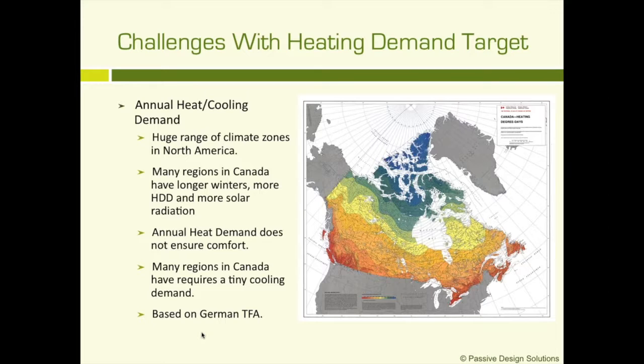The annual heat demand does not ensure comfort, and with the PHI standard, you could achieve either the peak heat load or the annual heat demand to reach certification. In many areas of Canada, and I know in Upper Canada, as we call it, there is a significant cooling load, but here in Nova Scotia there's a very tiny cooling load. Most people don't have air conditioning in this region.